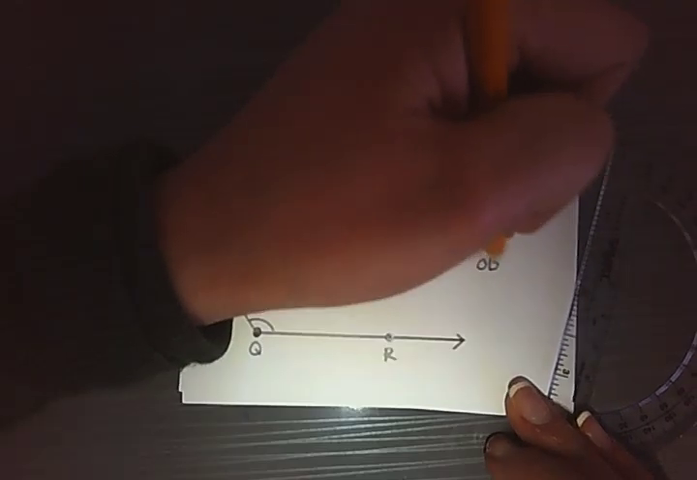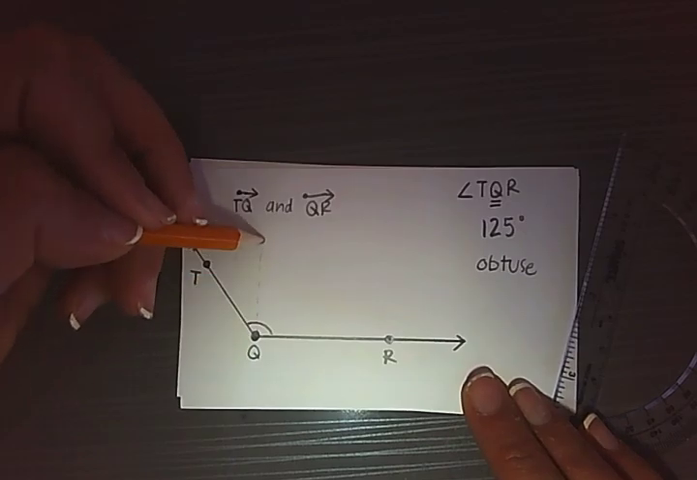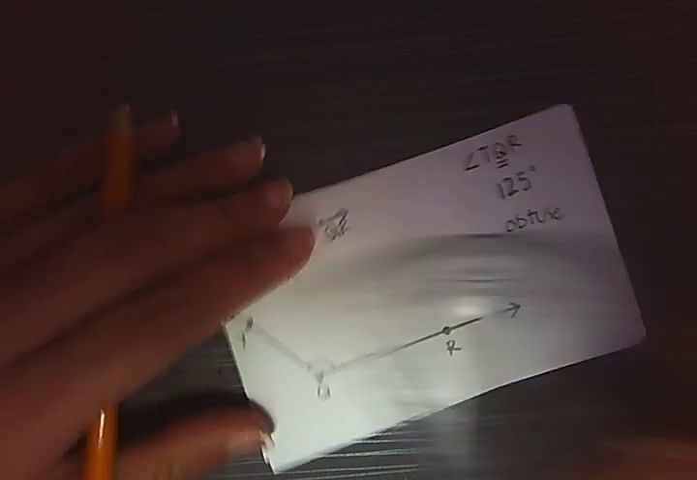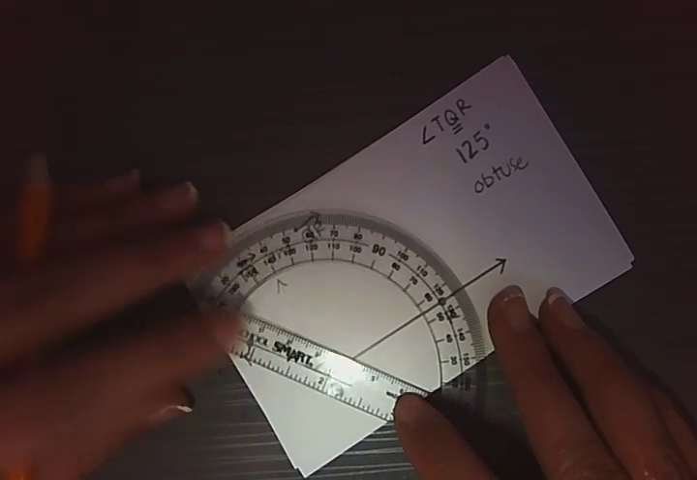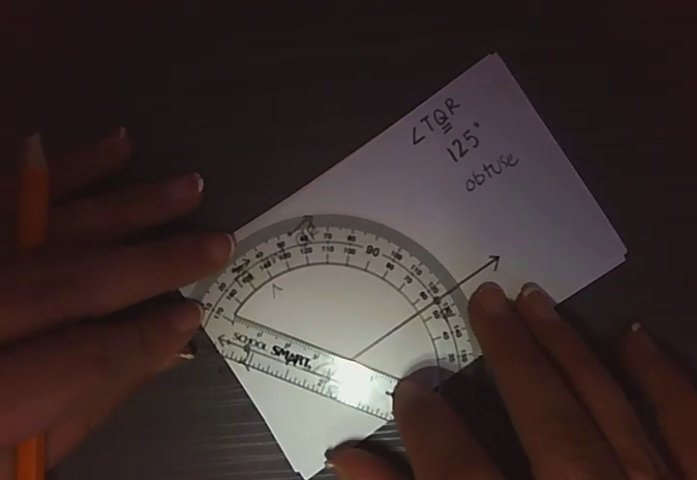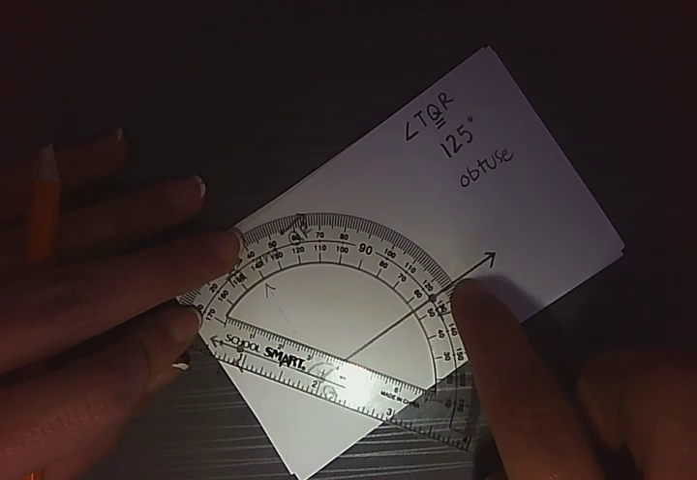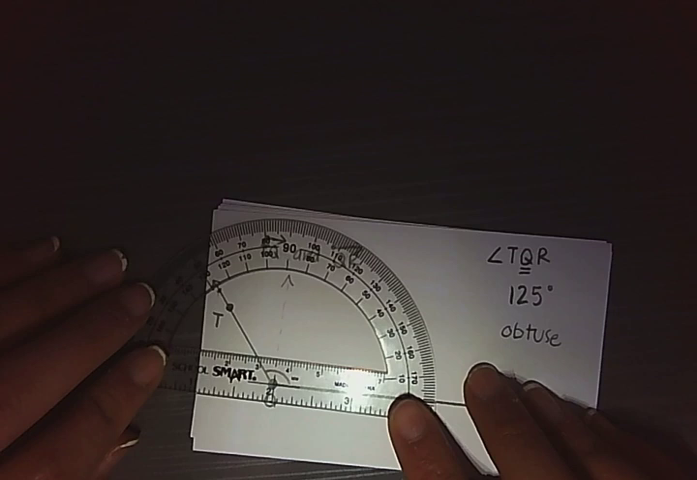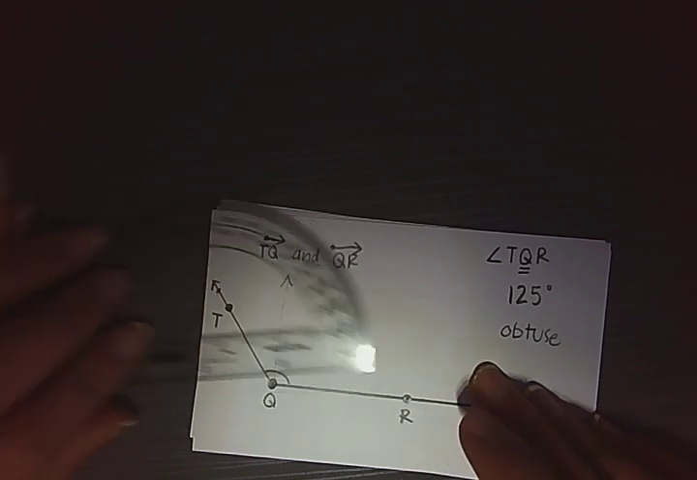And TQR, as we said, is obtuse, which makes sense when we check our work because 90 degrees would be right about here. Now I'm going to double check. I'm going to use this as my bottom ray first. Match up with the 0 line. And sure enough, I see that the ray goes right through 125. If I try it over here, sure enough, the ray is pointing right in the middle of 120 and 130 on that dash. That means 125.